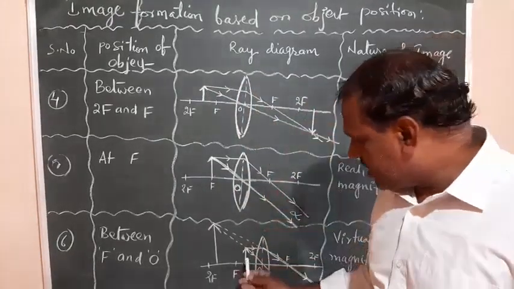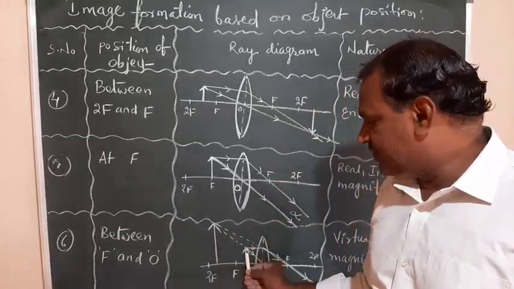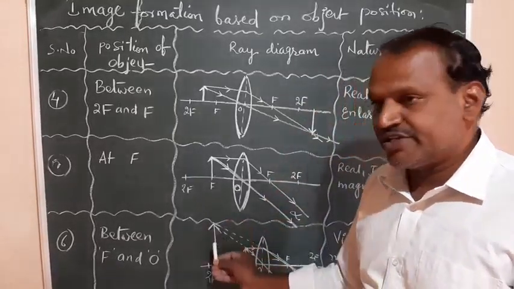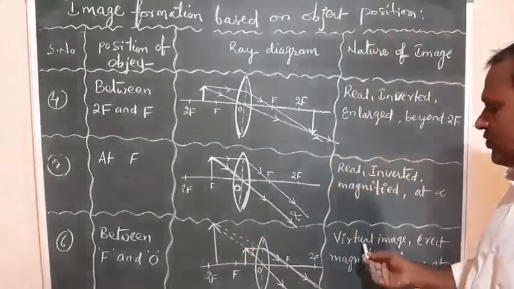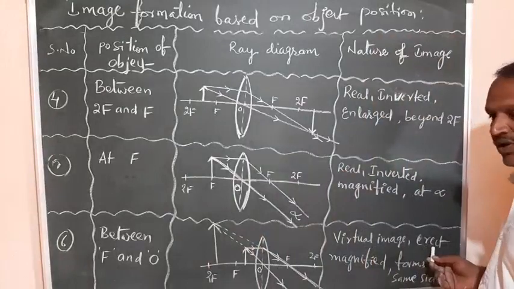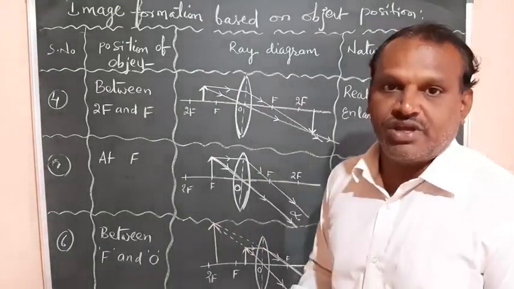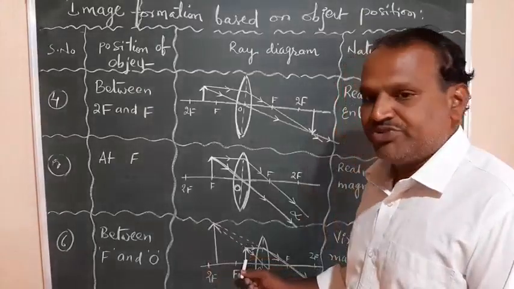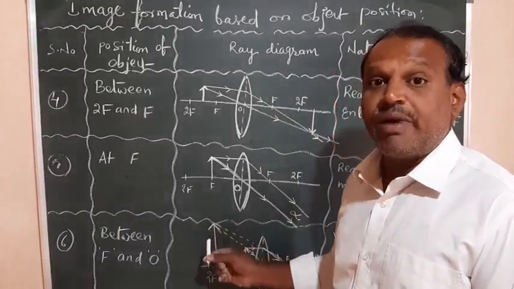But here, the image is formed as it is, the direction of the arrow mark is upward. Here also the arrow mark is upward. That means as it is, which is called erect. So here, it is a virtual image. It is an erect one, and it is magnified. Magnified means very, very large. The image is very large compared to the object. The object here is very small, but the image is very, very large. It is a magnified image.